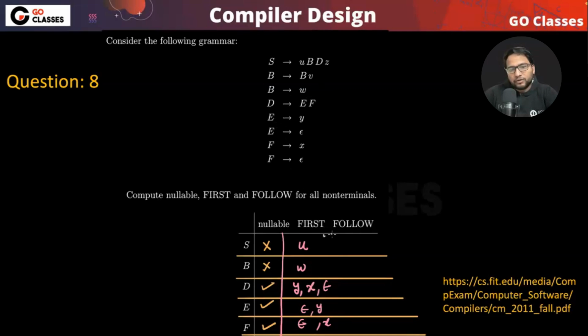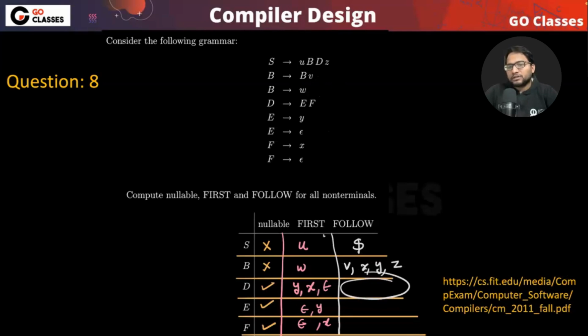Can you tell me the follow sets? So what is the follow of capital S? It is just dollar. What is the follow of capital B? It is small b and first of this, right? So small b and first of capital D, which is X, Y. And since this is epsilon, that's why the follow of capital B will be Z also, right? Let me know if you have understood this.